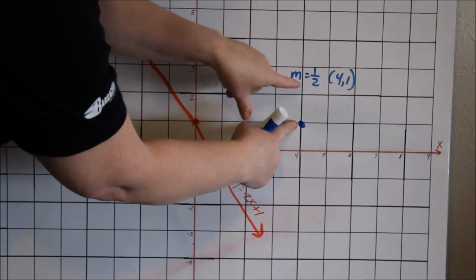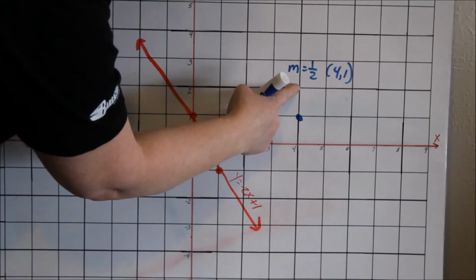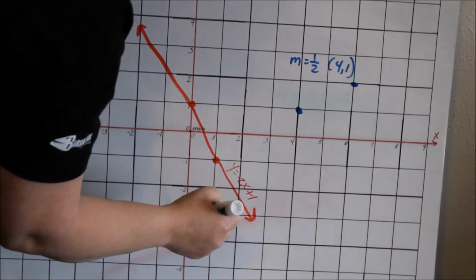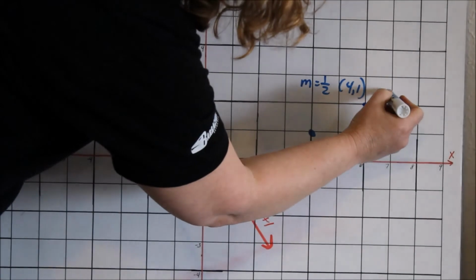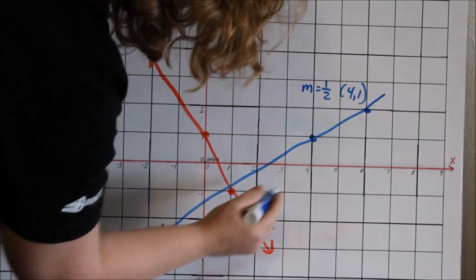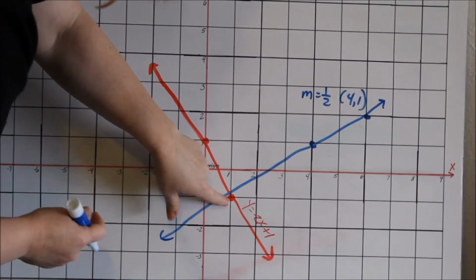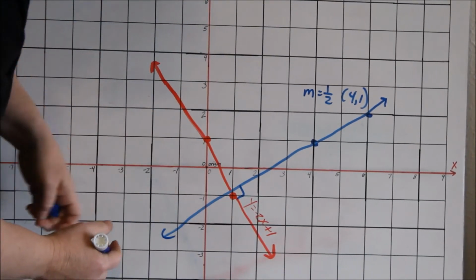From this point, we count our slope. Rise over run. Rise 1, go over to the right 2. So from this point, we went up 1, over 2, and here's our line. And if I could draw it straight, we probably would be coming to this point right here. But you can tell that the blue line is perpendicular to the red line.